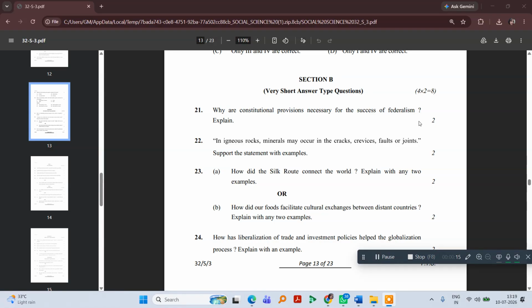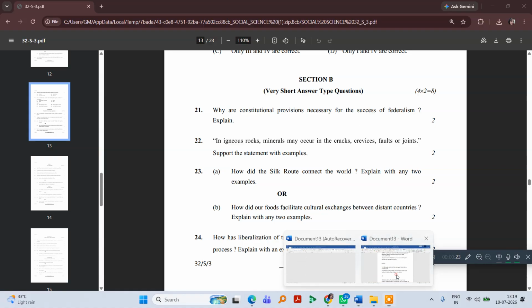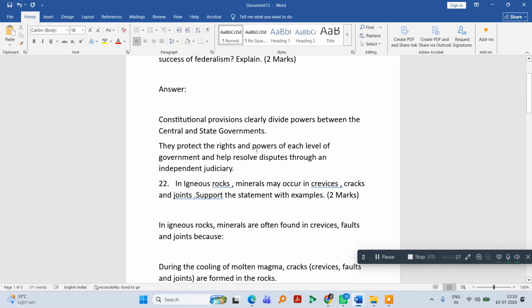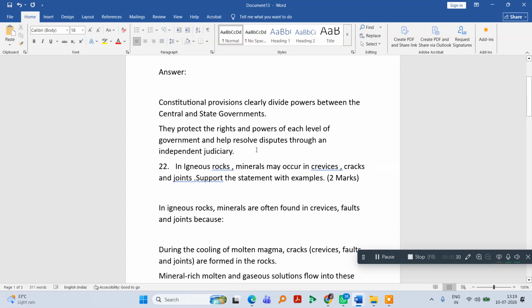This is the 21st question. The 21st question is, what are constitutional provisions necessary for the success of federalism? Explain. The answer is as follows. Constitutional provisions clearly divide powers between central and state governments. They safeguard the rights and powers of various levels of government. Then they also help in resolving disputes through an independent judiciary. I hope I made myself clear.